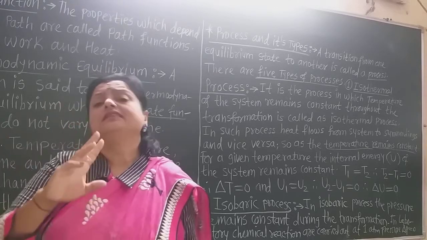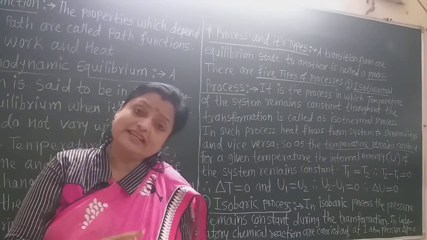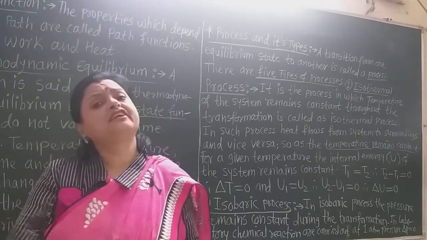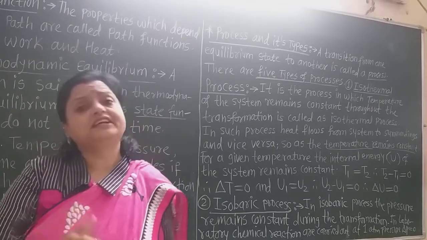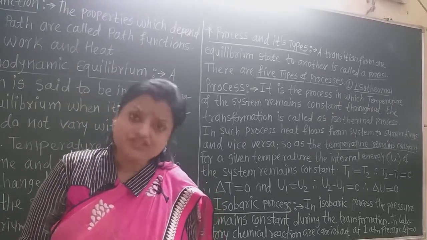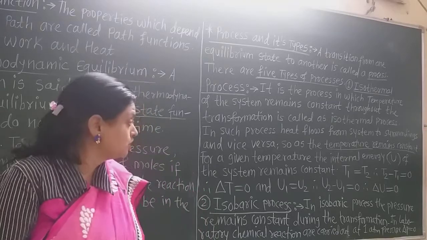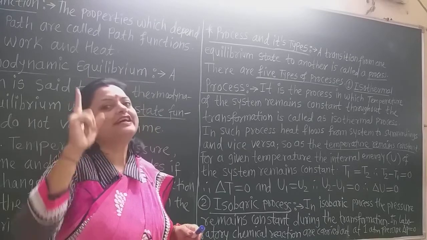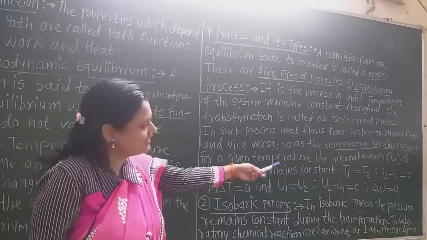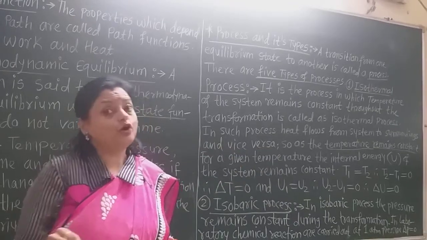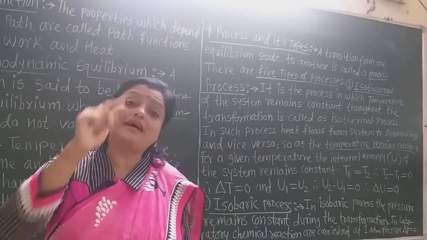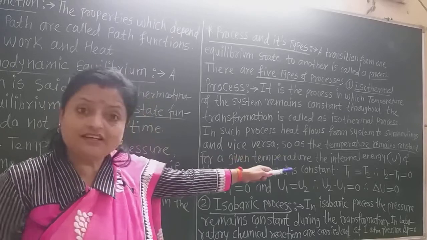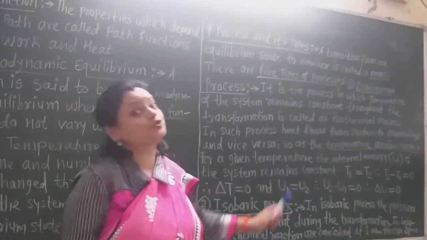Internal energy is a function of temperature. That means if temperature increases, internal energy also increases. If temperature decreases, internal energy also decreases. So internal energy depends upon the temperature. Remember that. So for a given temperature, if the temperature is constant, internal energy also remains constant. We represent this internal energy by the capital letter U. So for a given temperature, the internal energy U of the system also remains constant because temperature is constant.